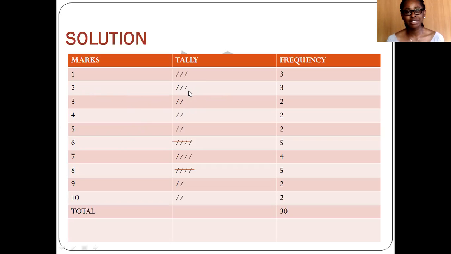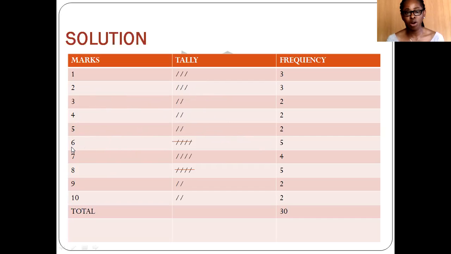And under the tally, you just draw 3 strokes. How many students scored 3 marks? We have 2 students. How many students scored 4 marks? We have 2. You can see it here. How many students scored 5 marks? We have 2 also.